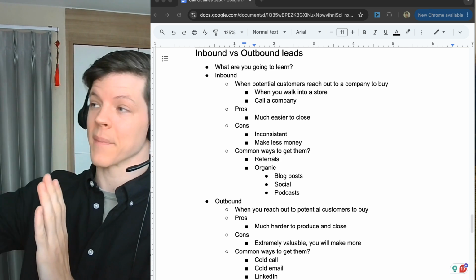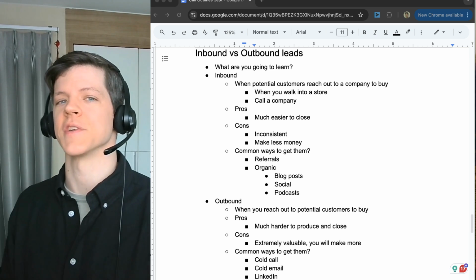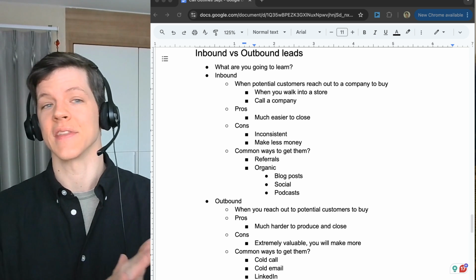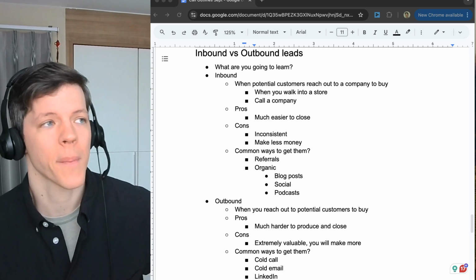Some companies will actually have a different pay structure based on the two, right? So make sure that referrals are being considered the same as outbound, because the value is the same. So what are some of the pros and the cons?